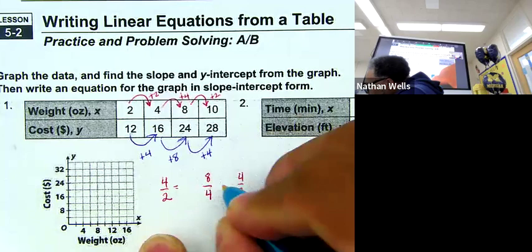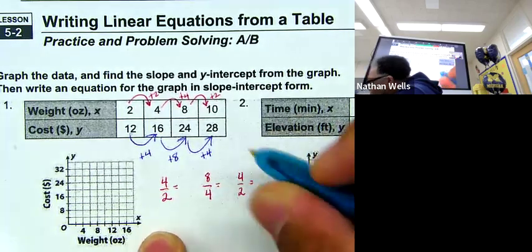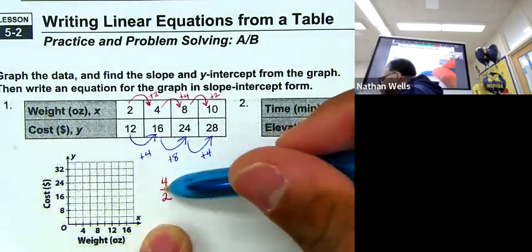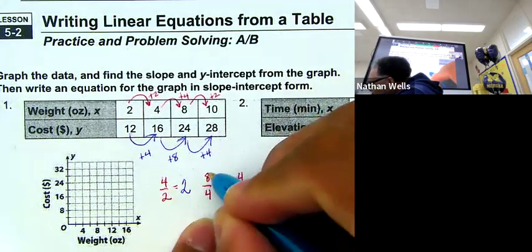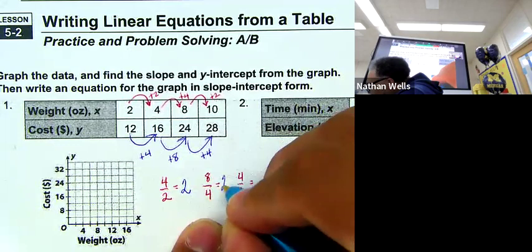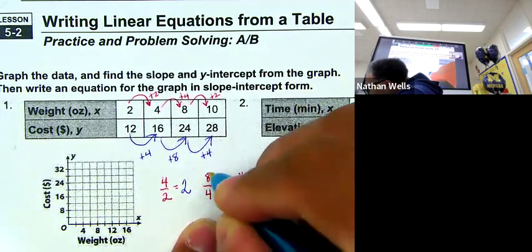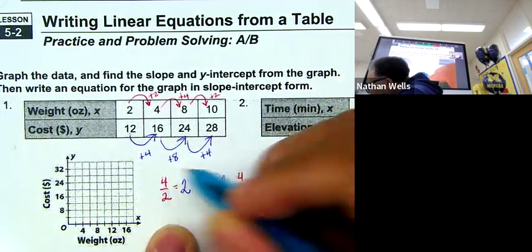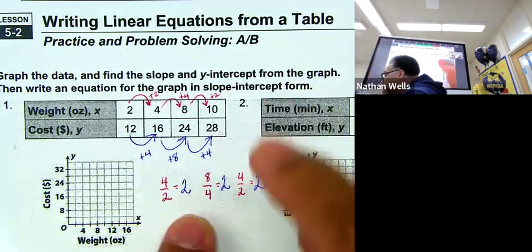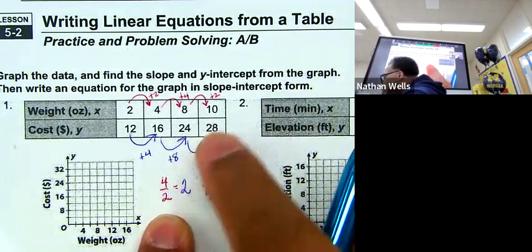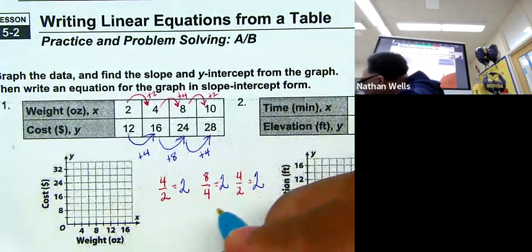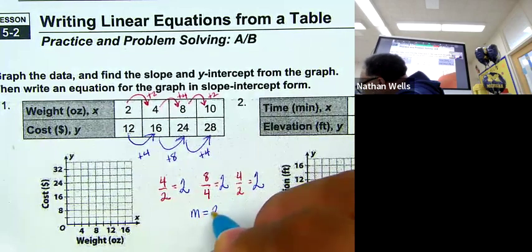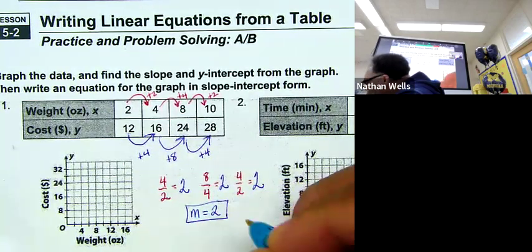Now, remember, fractions are another way of showing division. So what is 4 divided by 2? It's 2. What is 8 divided by 4? It's 2. Because 2 times 4 is 8. Because 2 times 2 is 4. And so that's 2. So all of my y over x ratios are equal to 2. That is my slope. That's my m. So my m is equal to 2.